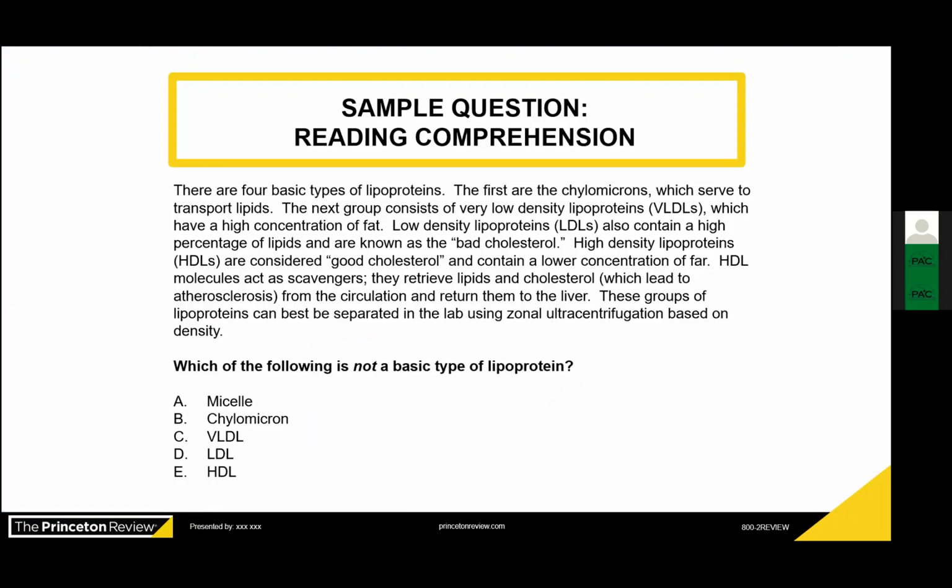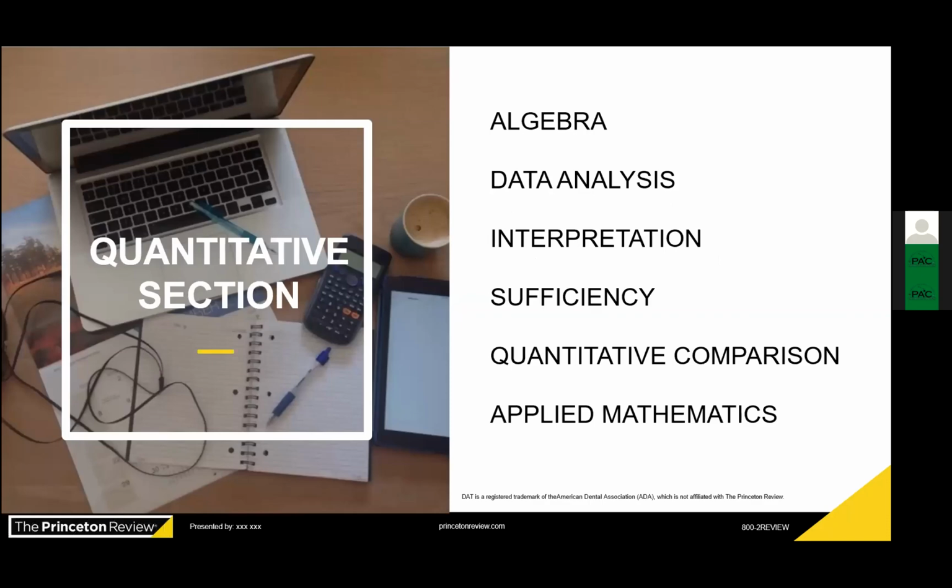So here are some sample reading comp questions. As you can see, this is a science-based question, but you don't need to know the answer to this coming in. All the information is provided to you within the passage. This section of the exam is just testing your comprehension, right? And then lastly, the quant section is algebra, data analysis, interpretation, sufficiency, quant comparison, and applied math.